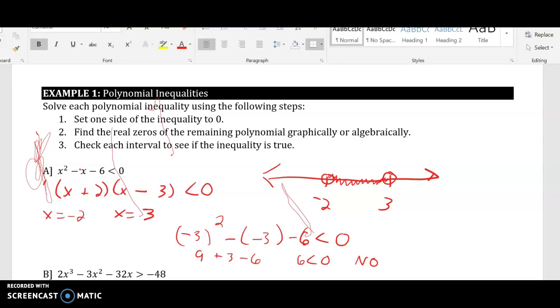Now plug in something over here. Again, it doesn't matter what number you pick, it just has to be clearly over there. So let's try plugging in 4. 4 squared minus 4 minus 6. And you probably already see that it's 16 minus 10, so 6 is less than 0. That's not true. So that's not over here. So here's our answer. This is where this inequality is true. It happens from -2 to 3.